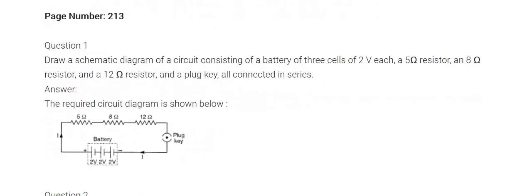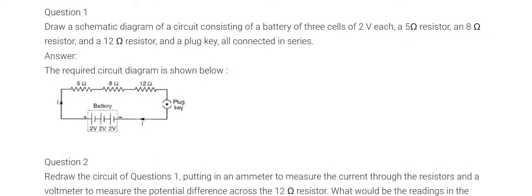Let's move further, to the page number 213 questions and answers. The first question: draw a schematic diagram of a circuit consisting of a battery of 3 cells of 2 volts each, a first resistor of 5 ohm, a second resistor of 8 ohm, a third resistor of 12 ohm, and a plug key, all connected in series. These three resistors are connected in series.